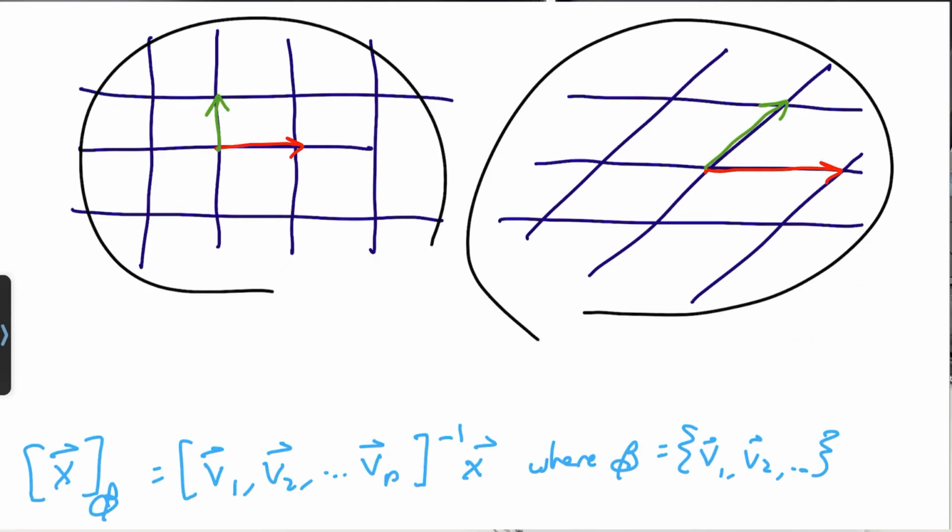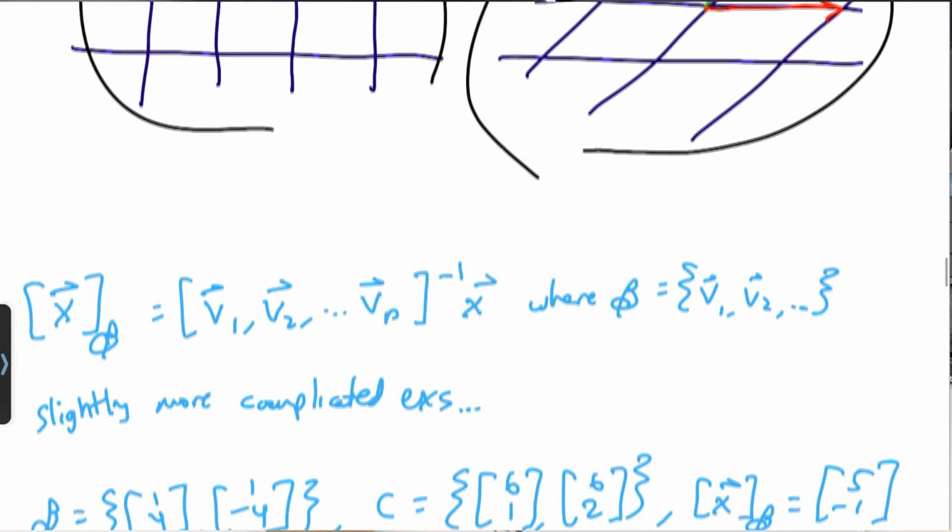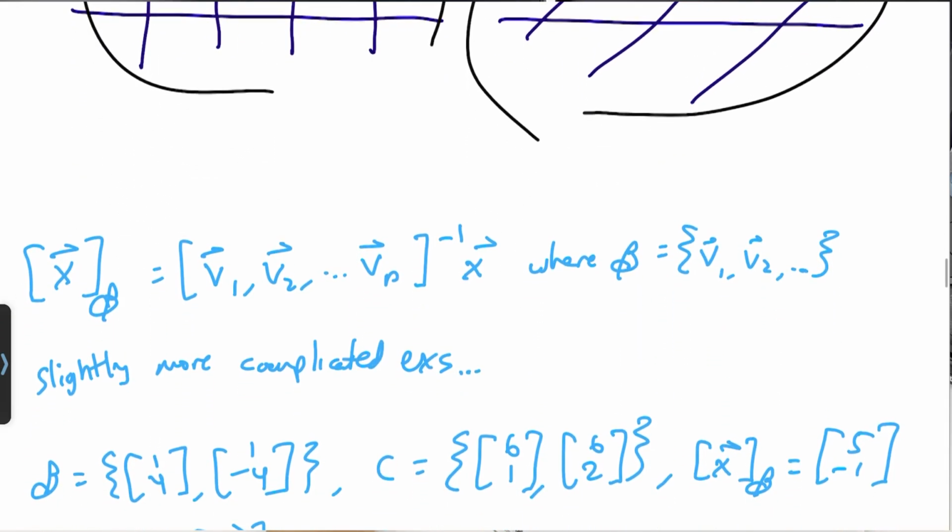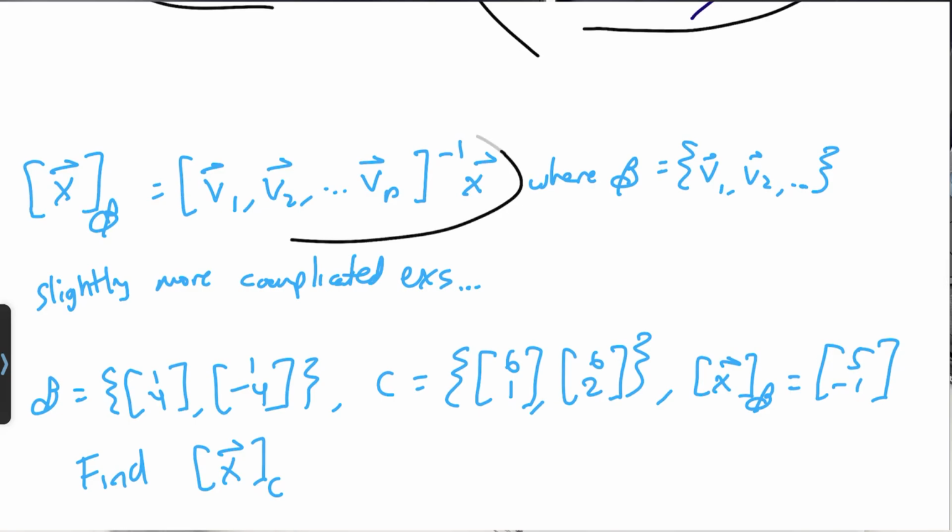Essentially, by changing the basis, you're changing how the coordinate system is set up. And so for this equation, you're given an x, and you're trying to find how to represent that x in your new basis system. Now, I want to demonstrate some more slightly complicated examples just because you could plug this equation in for literally most questions.